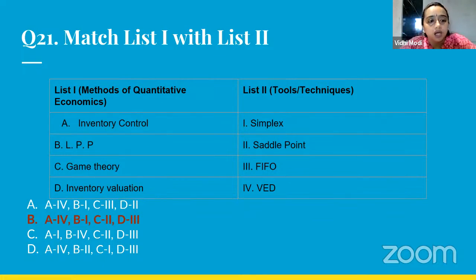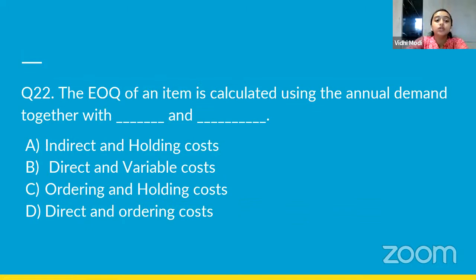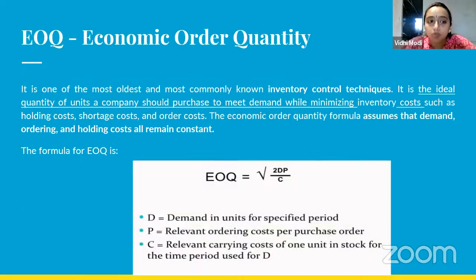Moving ahead, the EOQ of an item is calculated using the annual demand together with dash and dash. Please be careful that here they're using all the short forms as and when possible, so one needs to know the full form. Economic order quantity. When you see this, you should understand the purpose of economic order quantity. It is the ideal quantity of a unit a company should purchase so that they meet the demand while minimizing the inventory cost. What are the inventory costs? Holding cost, storage cost, and order cost.